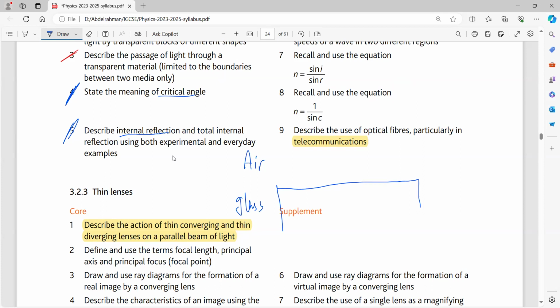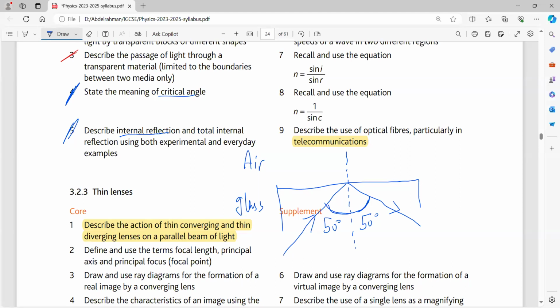So, for example, if I had my boundary, this was the glass and this was the air, and the angle of incidence was much greater, let's say 50 degrees, what will happen? Total internal reflection. No light, no rays, nothing will move outside. All of the rays will be reflected back inside.